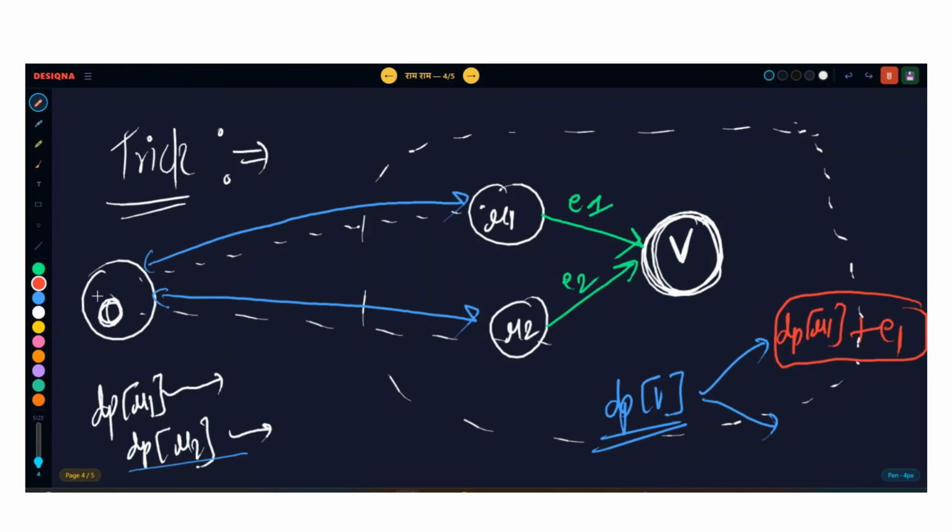Another cost will be go from 0 to U2, dp of U2 plus E2. dp of V will take the minimum of both the options. So always remember that if V is the destination node, you want to know the shortest path from 0 to V, just check which nodes are directly connected to V. Calculate their formula, dp of U1 plus E1 or dp of U2 plus E2. Minimum of all of them is dp of V.